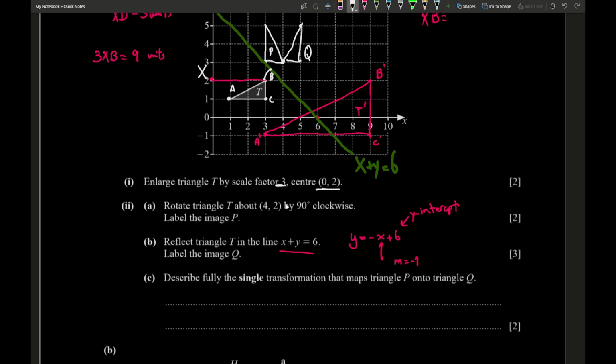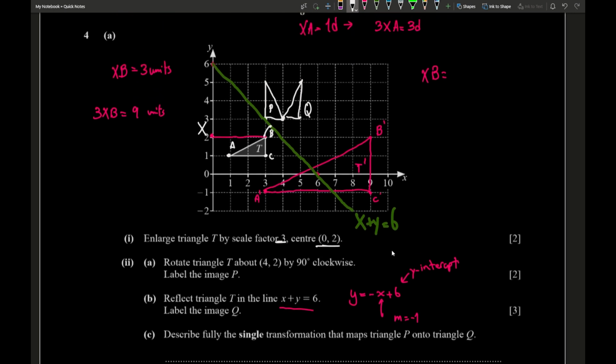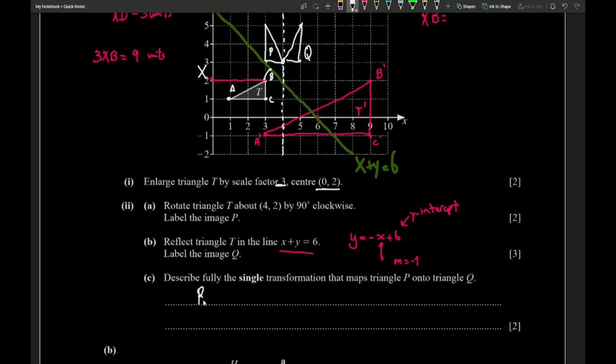Then it says describe fully the single transformation that maps triangle P onto triangle Q. What transformation happened to map triangle P onto triangle Q? This transformation is very obvious. We just have to reflect it in this dotted vertical line right here. The dotted vertical line has an equation, so we can write reflection in this dotted line, and its equation is x is equal to 4.